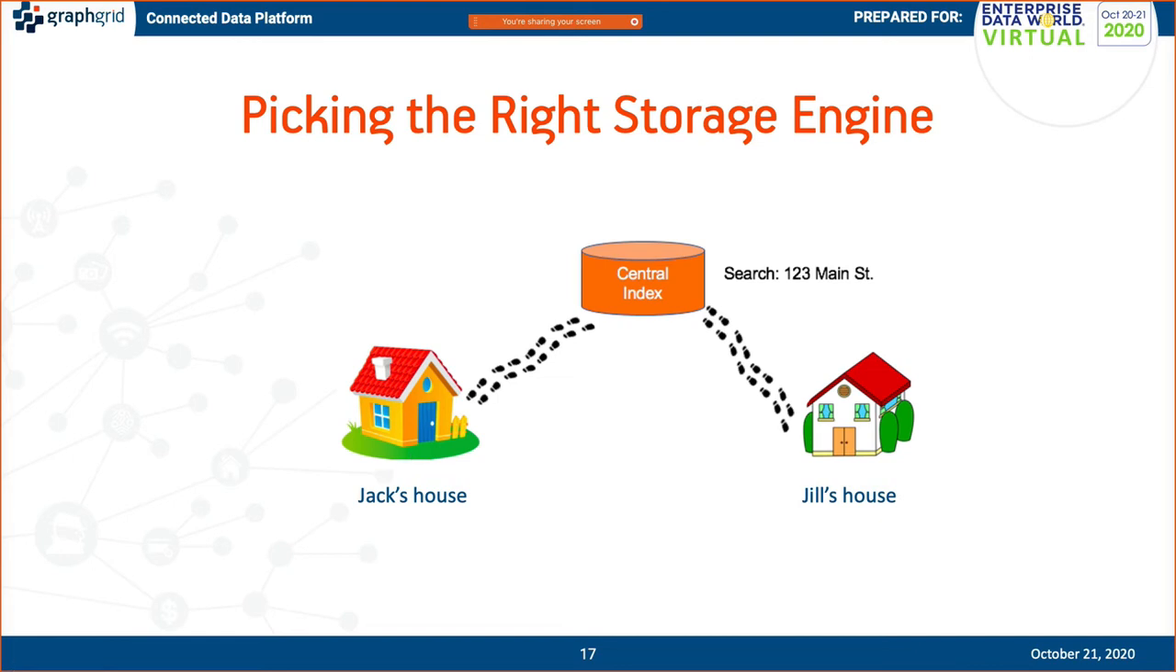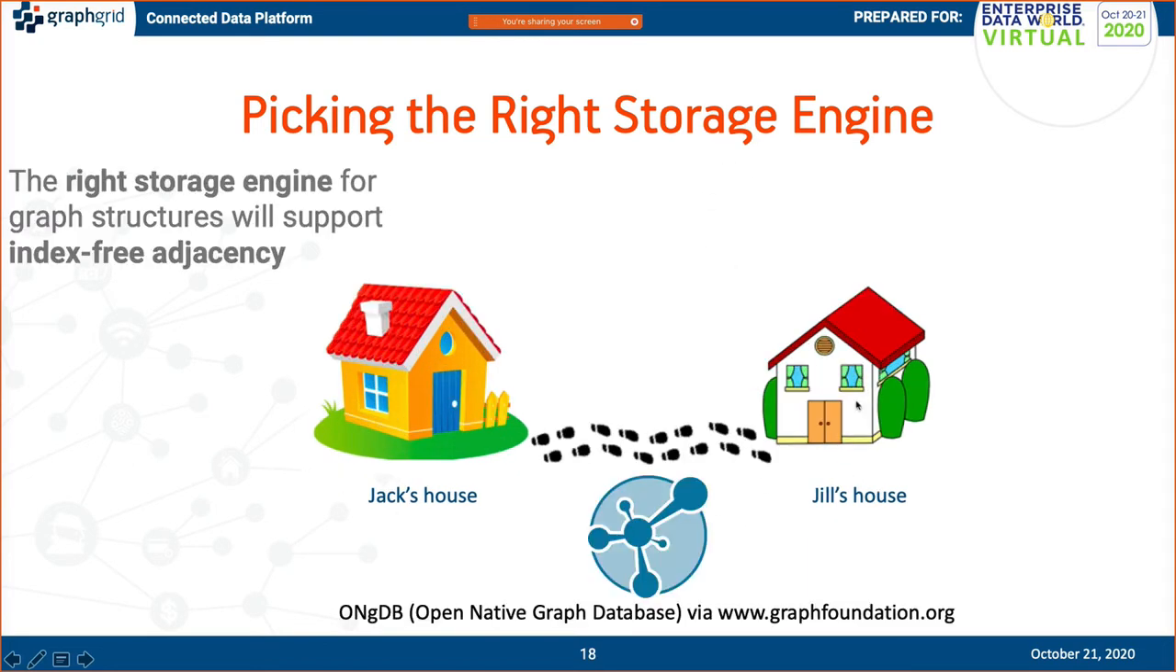What a relational system, or any system that relies on an index, does is make everybody who wants to move through the town, even if you know where Jill's house is, go to that central index. Jack still has to stand in line with everybody else, get Jill's address, and then go to her house. No matter how many times he's gone to Jill's house, he always has to go through that same process. So it becomes very slow and very, very challenging. So picking a storage engine for highly connected data is important.